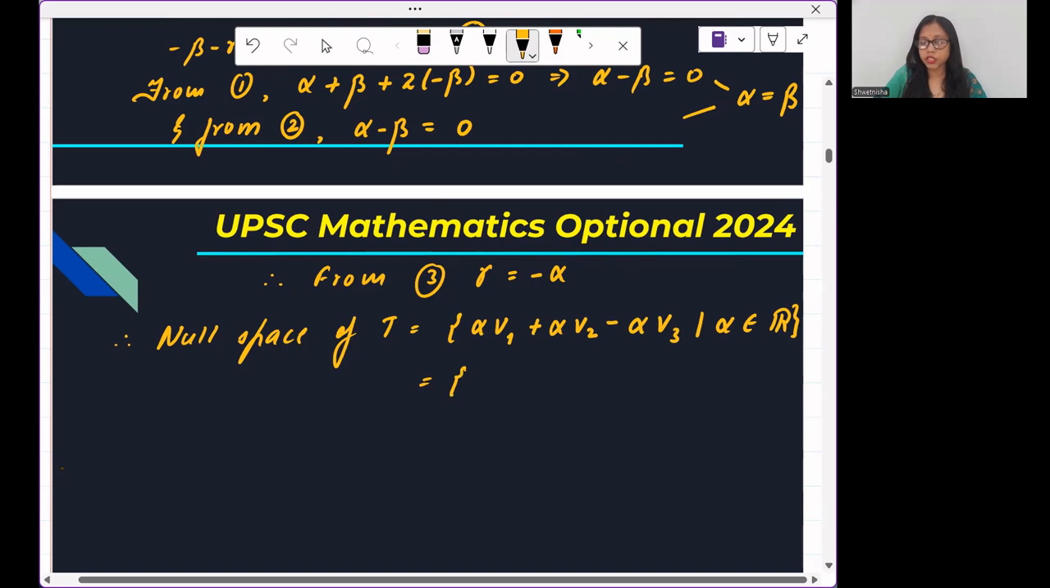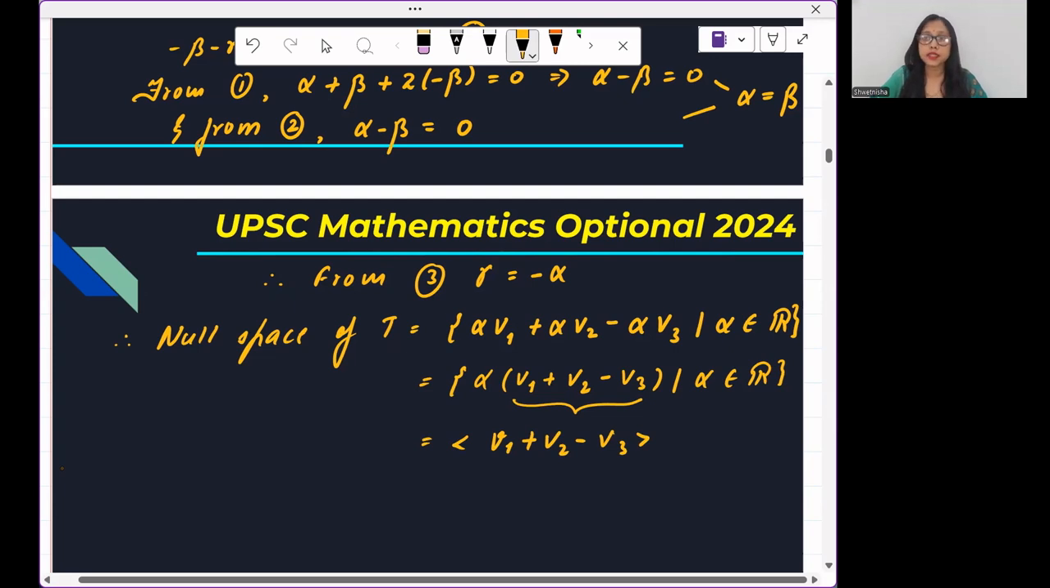Don't forget that V1, V2, V3 are vectors from R3. Alpha is a real number. So alpha can be taken common, and what is this? V1 plus V2 minus V3, and alpha belongs to the reals. That is a vector. So that means the null space is generated by only one vector, which is V1 plus V2 minus V3.